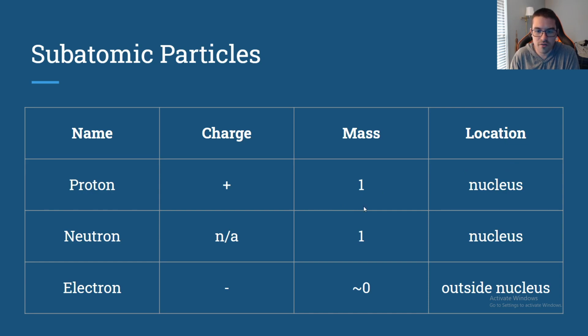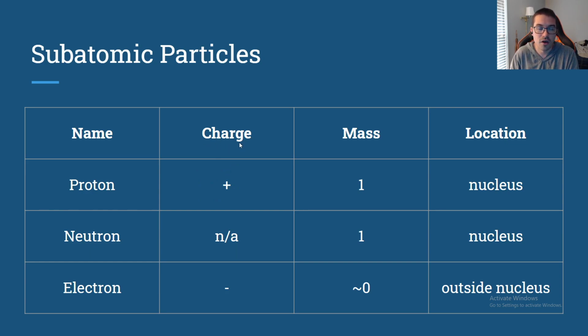The subatomic particles have some properties. I don't need you guys to memorize this. This is just here for us to look at one time and for you to reference later. Protons are found in the nucleus, right? The key thing about protons is that they are positively charged, okay? So they have a charge which is positive, okay? They're positively charged. Charge is kind of like magnetism, okay?